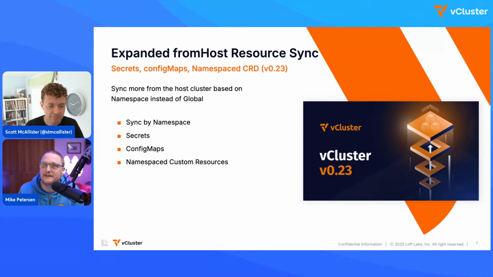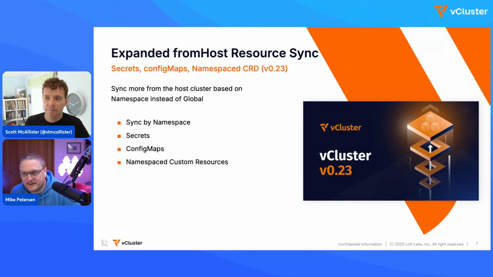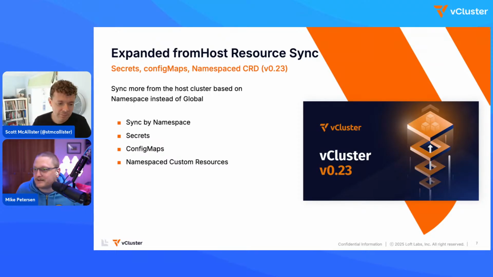Now, the difference here is that you can do it based on namespaces instead of just being a global thing, right? So you can segment it out into that namespace and then share it up. So, sync by namespace, you got secrets, config maps, and then namespace custom resources.